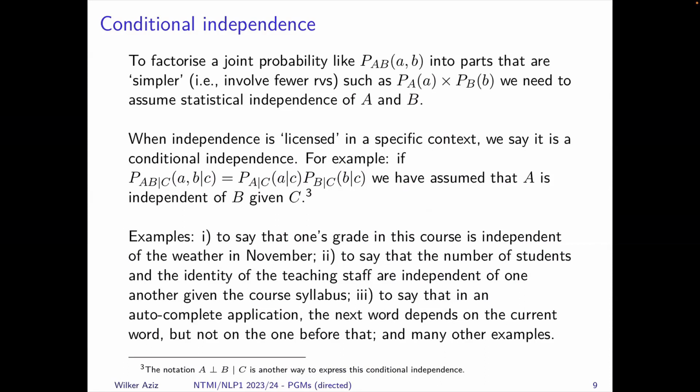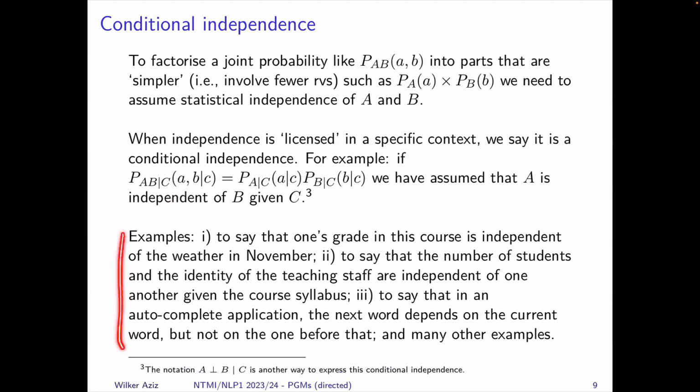When independence is licensed only in a specific context, we say it's a conditional independence. So for example, here, if you have the joint probability of A and B given C, and it turns out it's equivalent to P(A given C) times P(B given C), we have essentially assumed that A is independent of B given C. And this is another way to denote this. Now, conditional independence is a powerful tool, and it's the tool that we are mostly going to exploit.